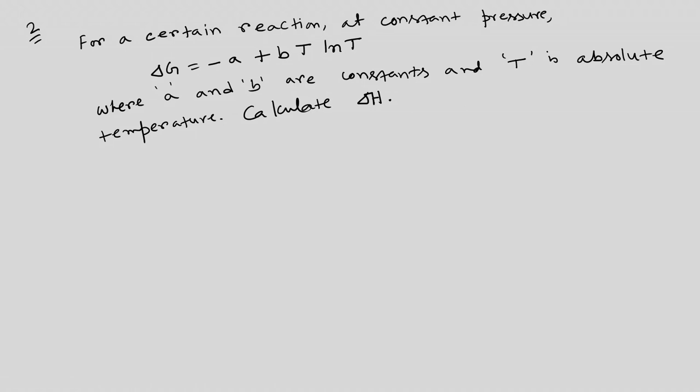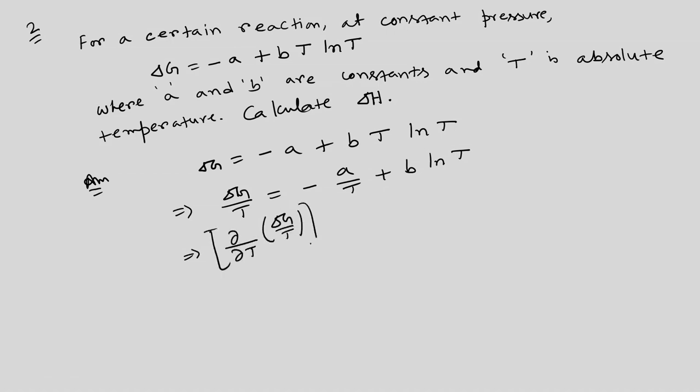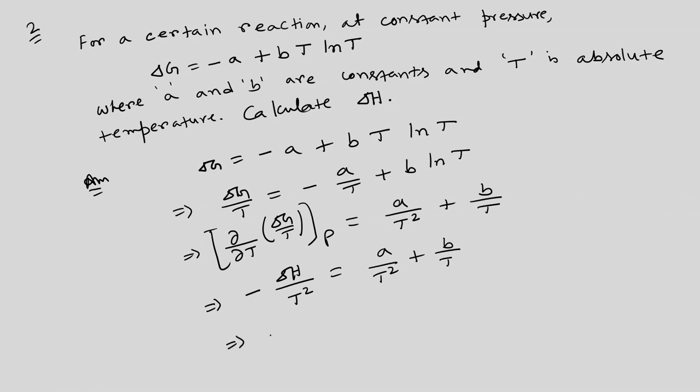We will use here the Gibbs-Helmholtz equation, because that relates delta G and delta H. We know the given delta G is minus A plus B times T ln T, or delta G by T is minus A by T plus B ln T. Now if we differentiate delta G by T with respect to temperature at constant pressure, the right hand side is nothing but minus delta H by T squared, and it gives us delta H is minus A minus B times T.